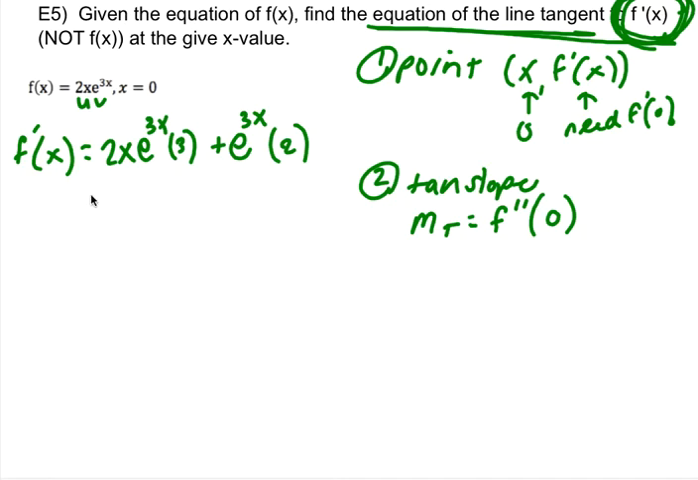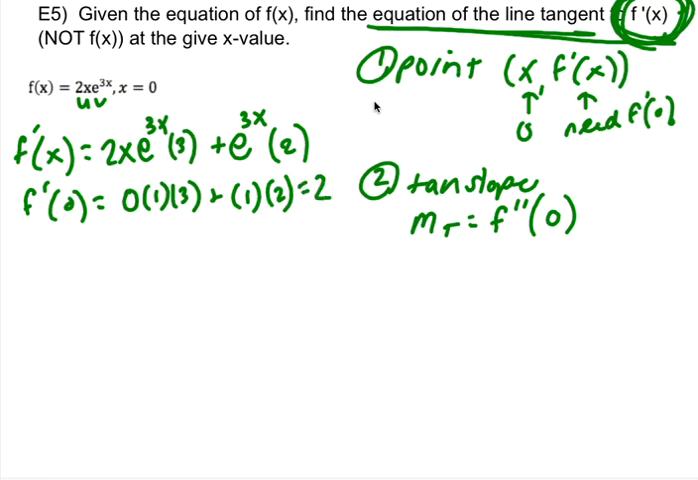Now, if all I needed was f prime of 0, I would not simplify this. My logic for that is I can easily plug in and find f prime of 0. So I can find f prime of 0 right now and say that's a 0 times a 1 times a 3 plus a 1 times a 2. Oh, look, it's a 2. Okay, so I now have a point. My point is definitely 0, comma 2. Yay, I've got a point, okay?